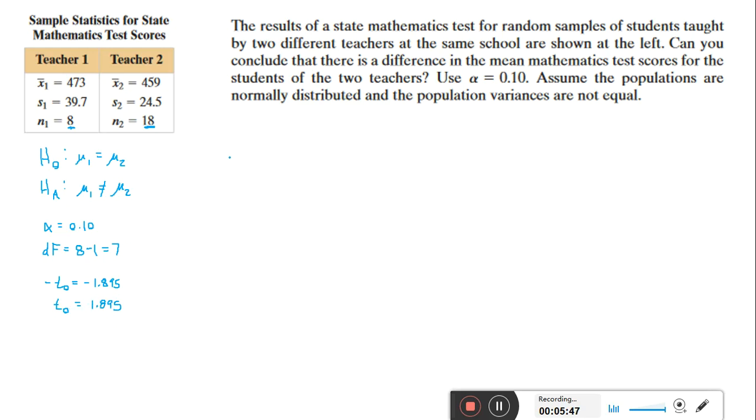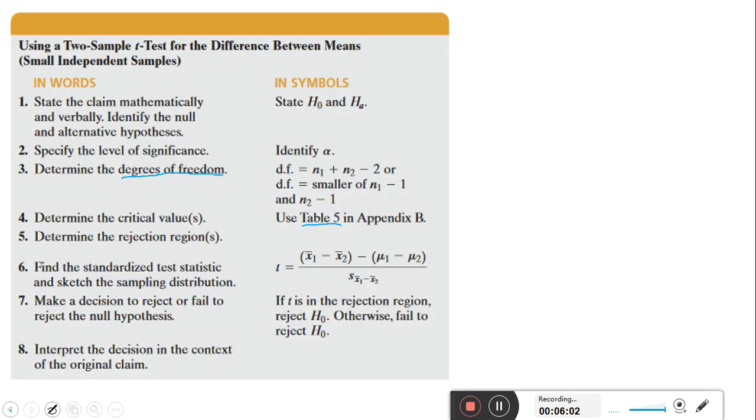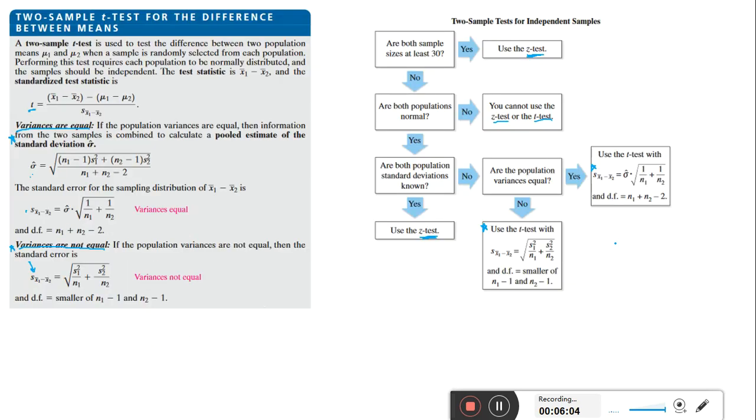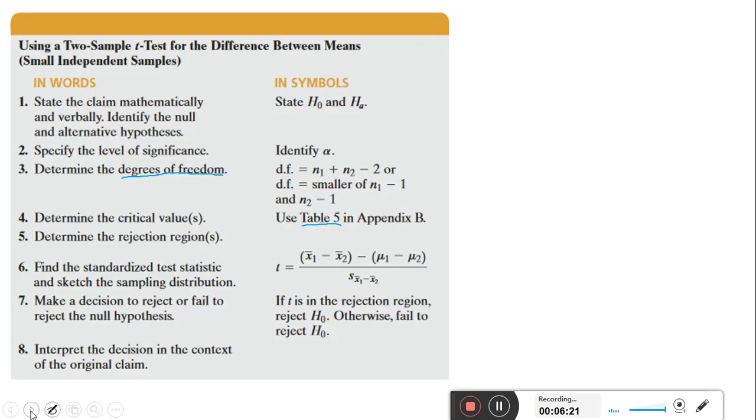Now let's calculate our standard deviation of x bar 1 minus x bar 2. Remember, going back here, since the variances are not equal, we're definitely going with this formula piece right here. Okay, so just be aware of that. And notice here's the note about using these smaller degrees of freedom, which we have already started.